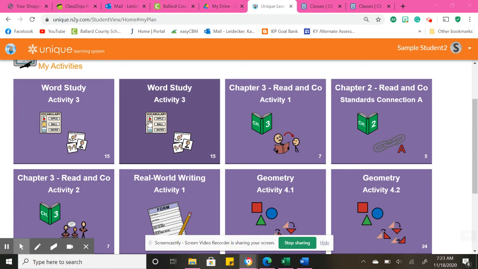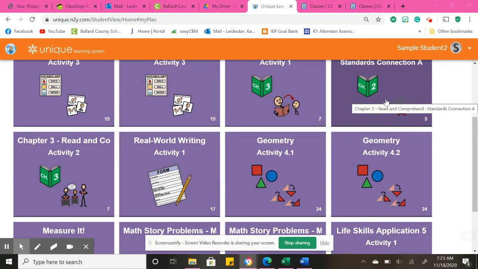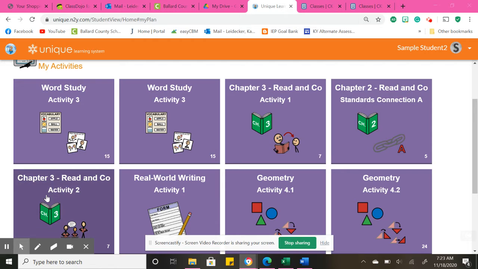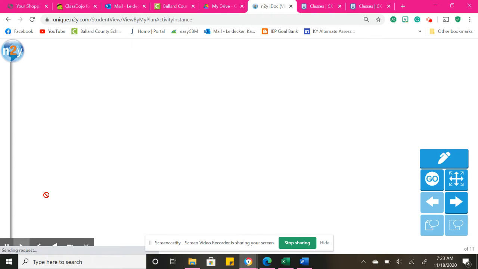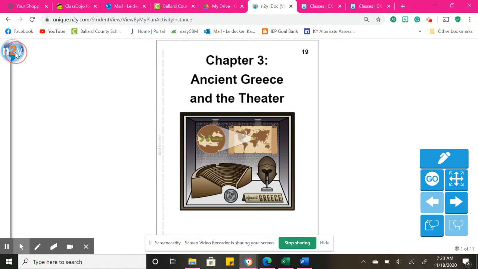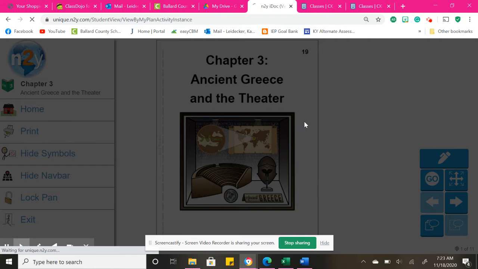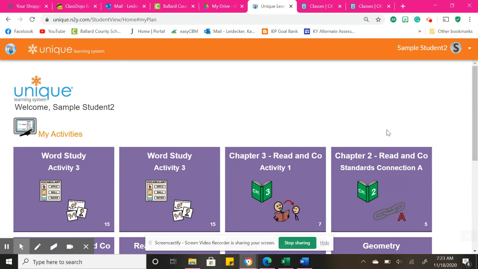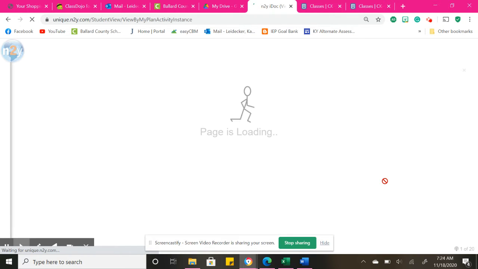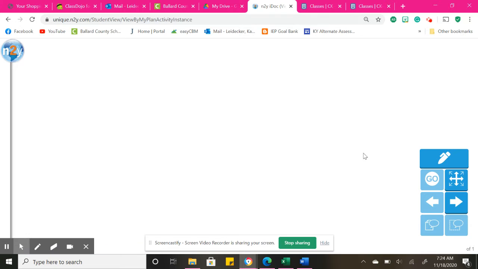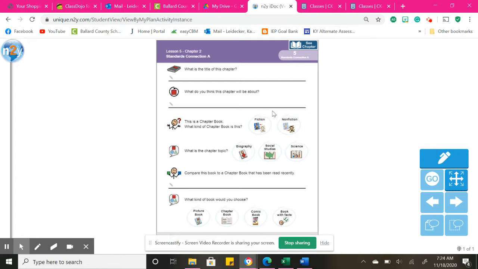You have your word study, your chapter reading. There are 2 standard connections for that, and you will have comprehension questions to go along with the reading. I wanted to remind you when you do your comprehension questions, let me go back to the other one. Like here. So what is the title of the chapter?